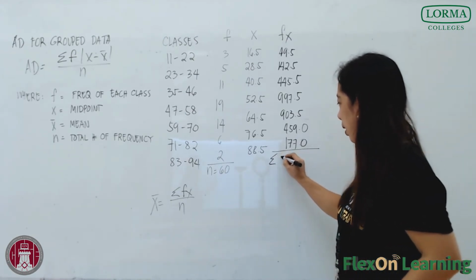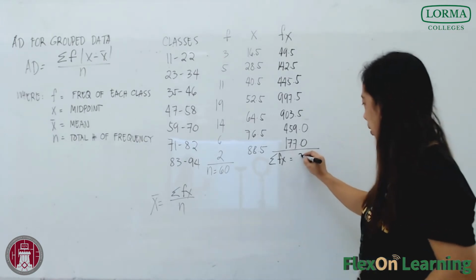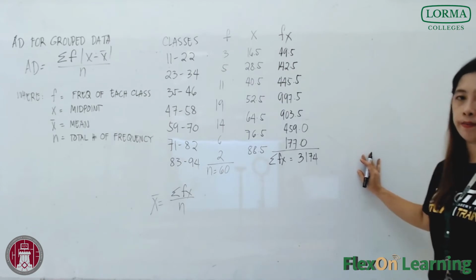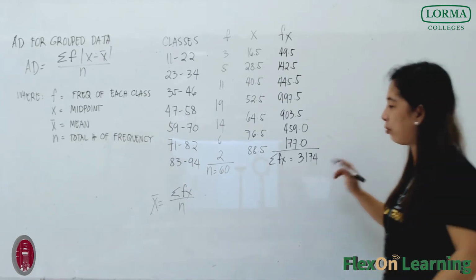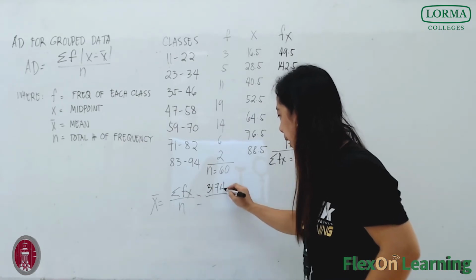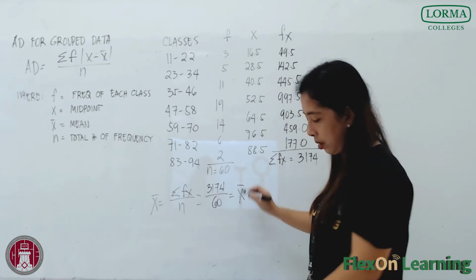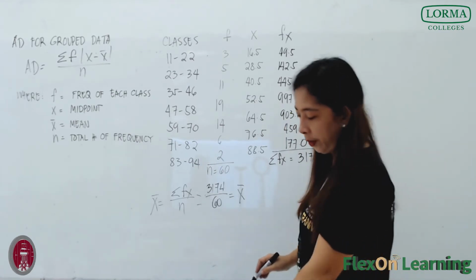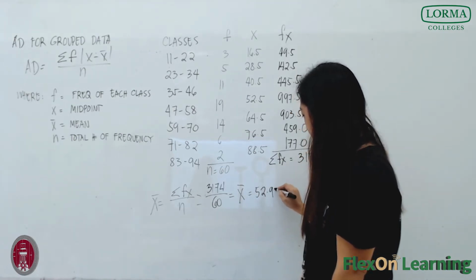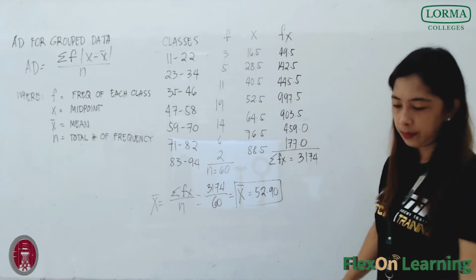Next step, we are just getting the mean. The summation of our frequency times the midpoint is equal to 3174. So we can already get the mean. That would be 3174 divided by the total number, which is 60. So your mean would now be equal to 52.90.